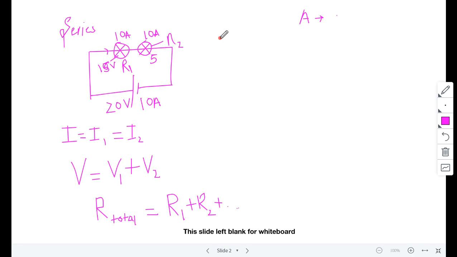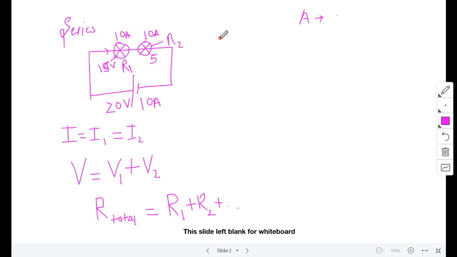Yes, and if it's not given, then to calculate the total resistance, it's R1 plus R2. So if it's not given, you just put R1 plus R2 or however many resistances there are. The questions are generally: calculate the total resistance of a given circuit, and they give you R1, R2, R3. Since in a series circuit it's R1 plus R2, you just add them all and it will give you the total resistance.